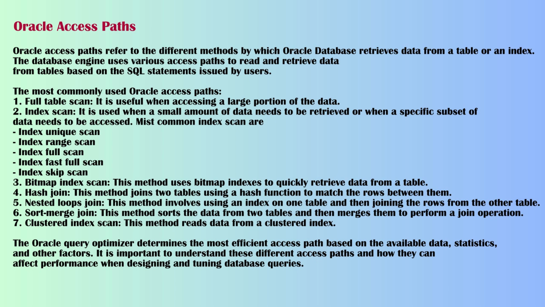Index Fast Full Scan. An Oracle Index Fast Full Scan is a type of index scan operation that can be used by the Oracle Database Optimizer to retrieve data from an index. It is an alternative to the traditional index range scan or full table scan, but with this data is accessed in parallel and data retrieved is not sorted.